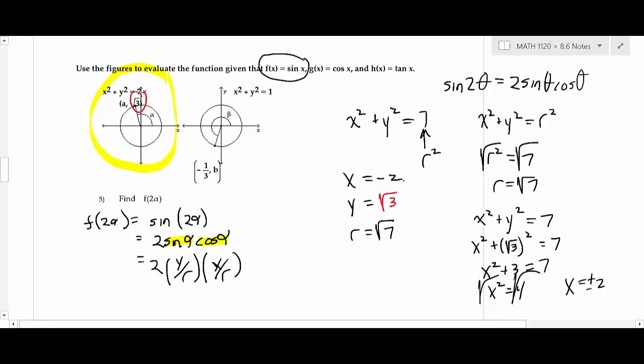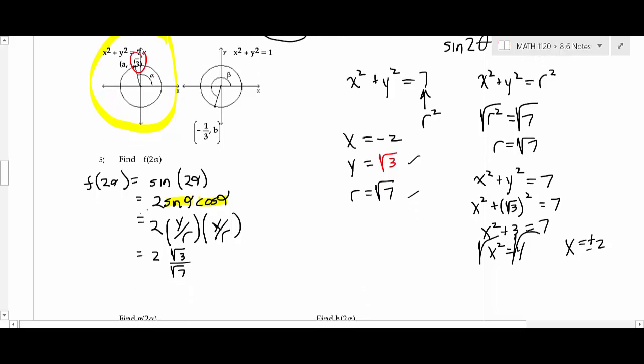One of the key things you had to know is that x squared plus y squared equals 7 is a circle. Is there any question about that from your background? Okay, now we're ready to finish up the problem. It's real easy from here. The sine of alpha is y over r. So that's going to be square root of 3 over square root of 7. The cosine is x over r. So that's negative 2 over root 7.